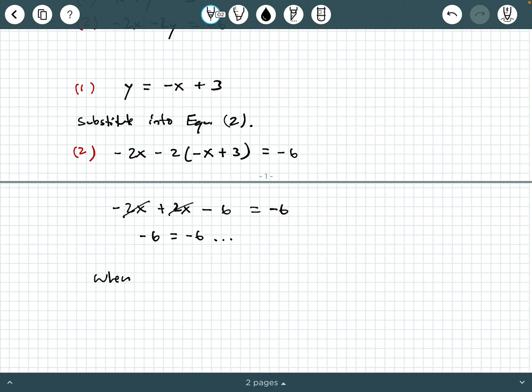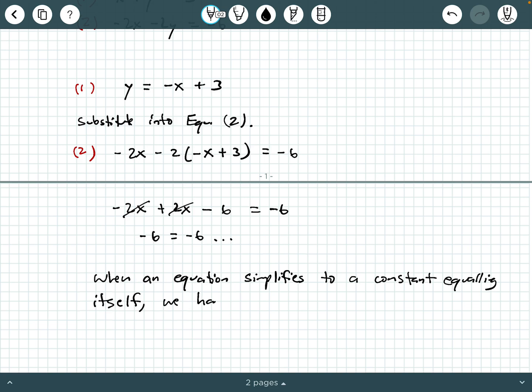So when an equation simplifies to a constant equaling itself, then we have infinite solutions, okay? Again, you have the same equation repeated twice. So if you were to graph these, for example, their lines would just lie right on top of each other, and they would be intersecting infinitely. So that's another way of thinking about it.